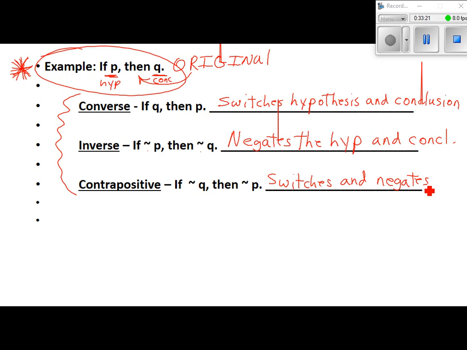Here's a mistake that a lot of you are going to make. You've got to remember, each time you're making the converse or the inverse or the contrapositive of the statement, you've got to always go back to the original statement. Don't look back at the converse or the inverse if you're doing the contrapositive. Look back at the original to see how you change it.